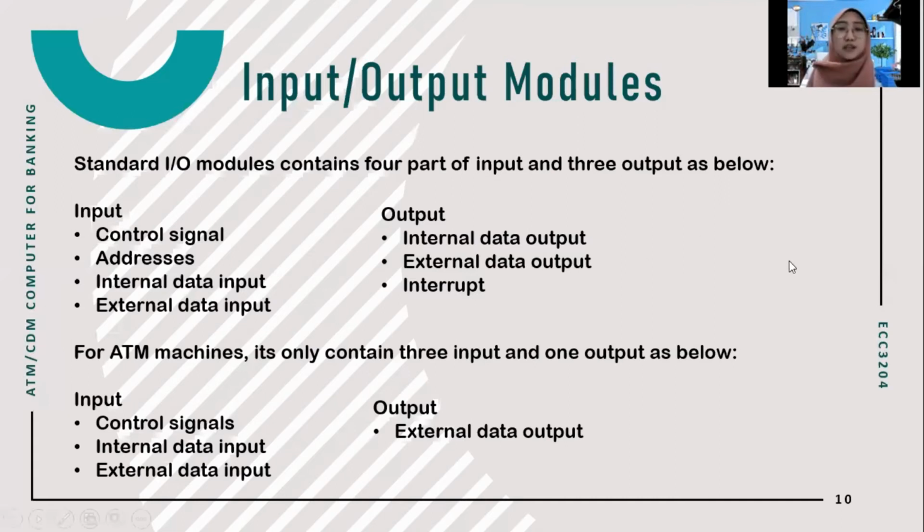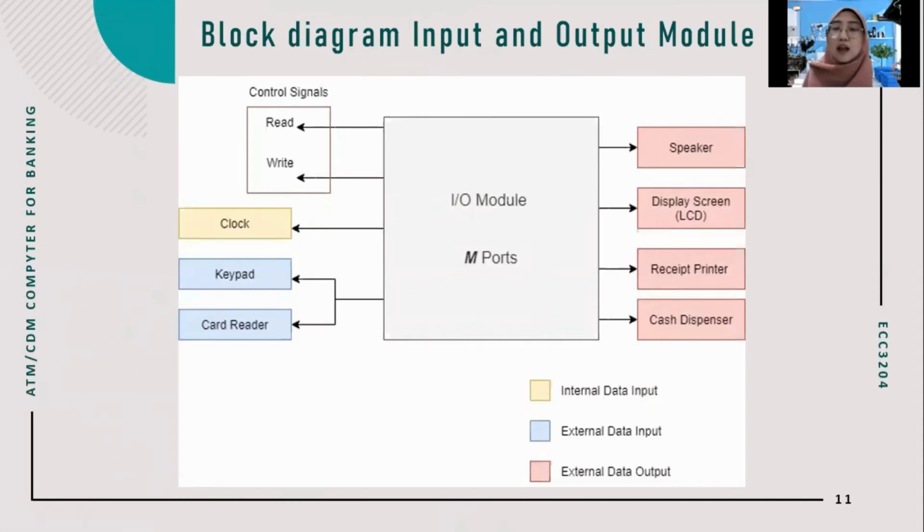The next slides will be talking about the devices or peripherals connected to the input and output module of the ATM machine. As we can see, we have 3 kinds of input: control signals, consisting of read and write, and 1 internal data input, that is clock, and we have 2 external data inputs, that is peripherals connected to the input and output module of the ATM system, that is keypad and card reader. Next, we have only 1 part of external data output, that is speaker, display screen LCD, and receipt printer. Lastly, is cash dispenser.